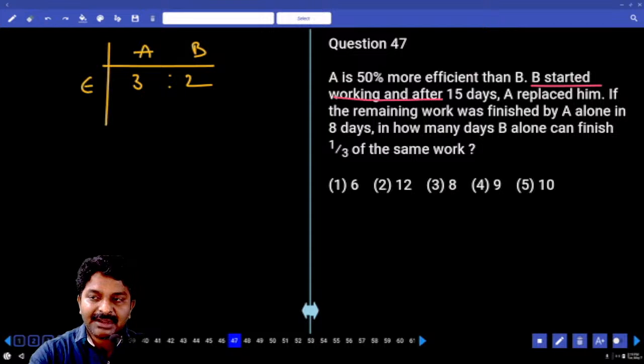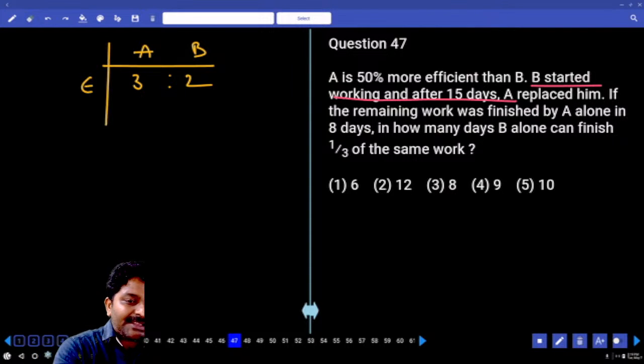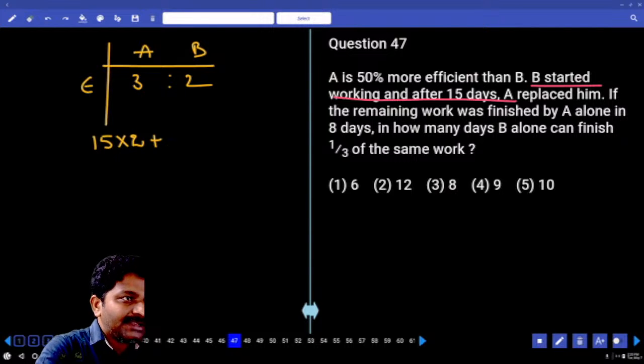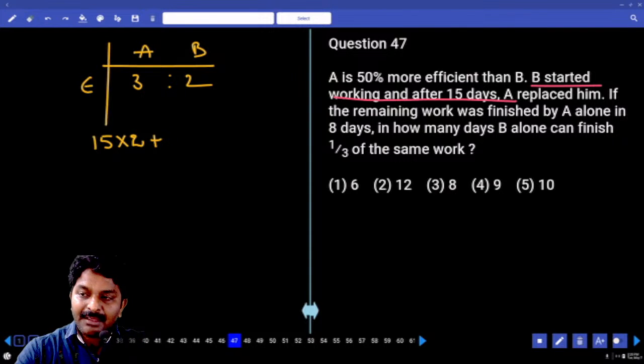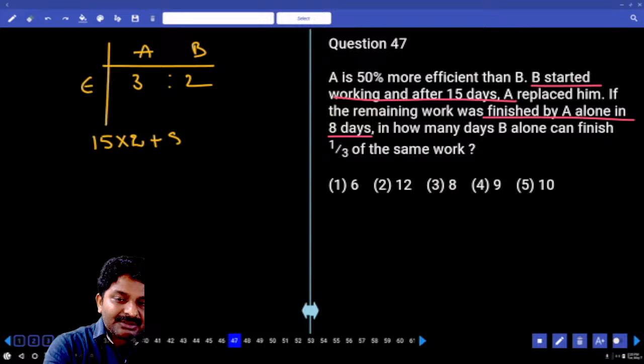B started working and after 15 days, A replaced him. So in the first 15 days, B worked, B will do 2 units of work. So 15 into 2 is the work done by B in the first 15 days. After that, A replaced him, so B will not be there, only A will be there. A finished the remaining work alone in 8 days. So A will do 8 into 3. This is the total work: work done by B and work done by A.